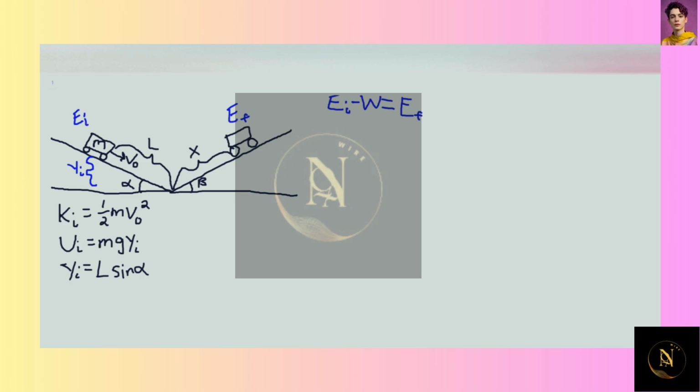So we rewrite the potential energy, making our substitution, as m times g times L times the sine of alpha. All right, so that first step is complete. And then we need to think about what the kinetic energy and the potential energy terms are after the truck has gone up the ramp.